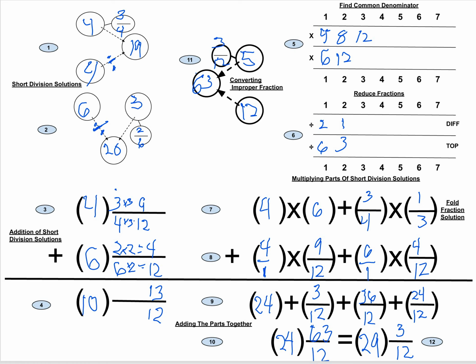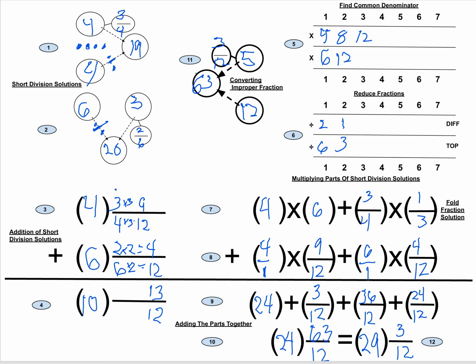To solve that, let's count by 4s. 4, 8, 12, 16. And we see we get to 16, which is less than 4 under 19. So 4 will be our whole number part of the answer.